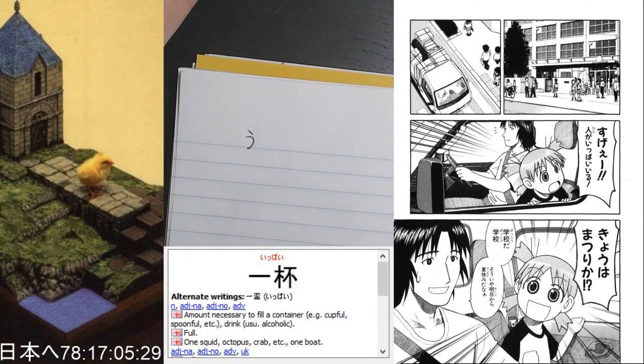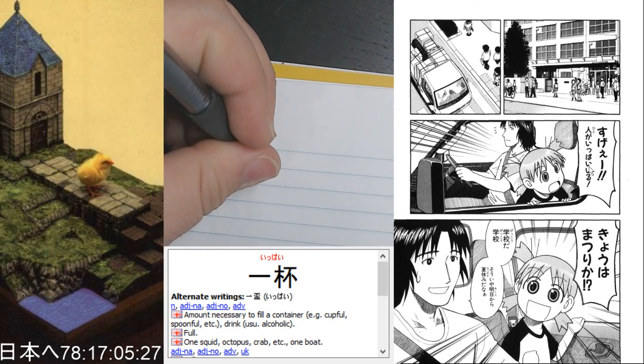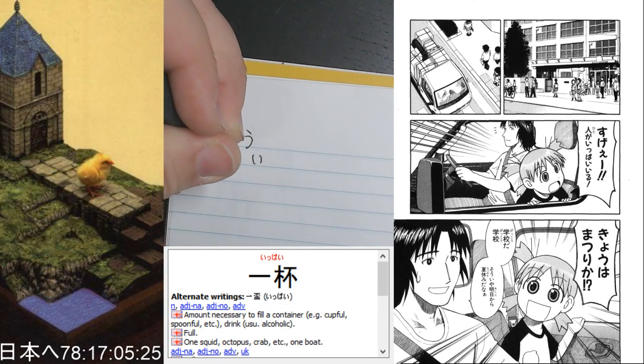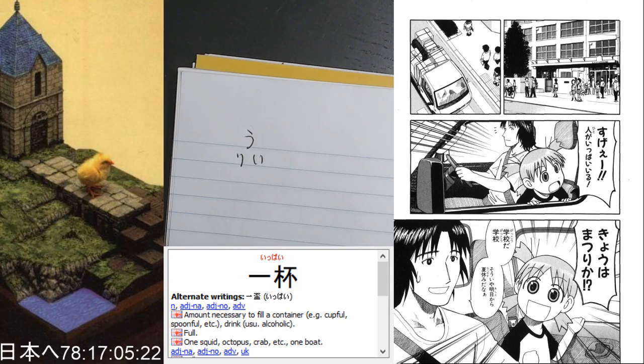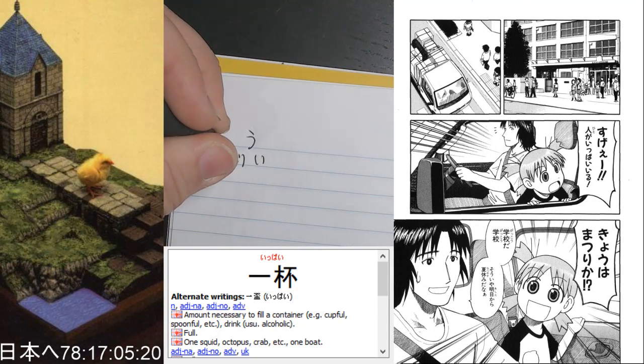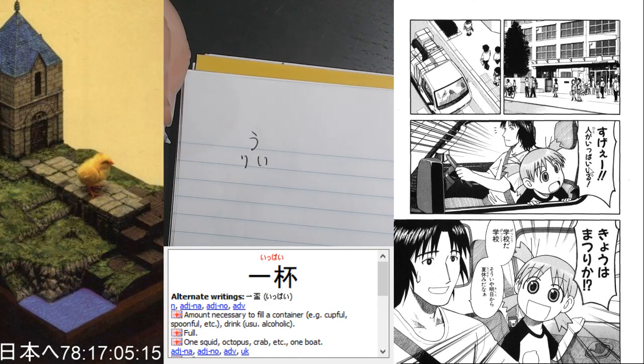Oh, that's a re. Okay. Matsuri. Festival. The re is like that. When it's shorter on the left, it's re, and when they're the same size or shorter on the right, it's e. So she's asking, is it a festival? Kyou wa matsuri ka? Festival today?